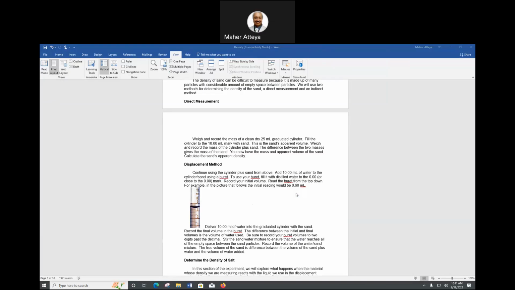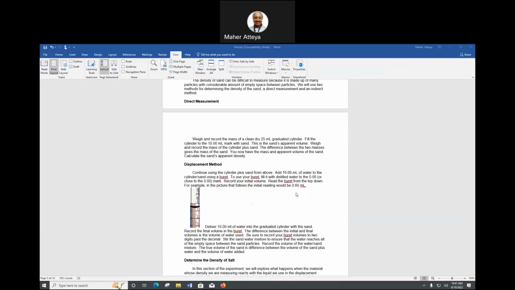So now I did this, the direct method. We say this is not true density. Empty, fill it with 10 mLs of sand, reweigh. That's the difference in mass divided by the 10. This is the apparent non-true density. Whatever the mass of the sand divided by 10.